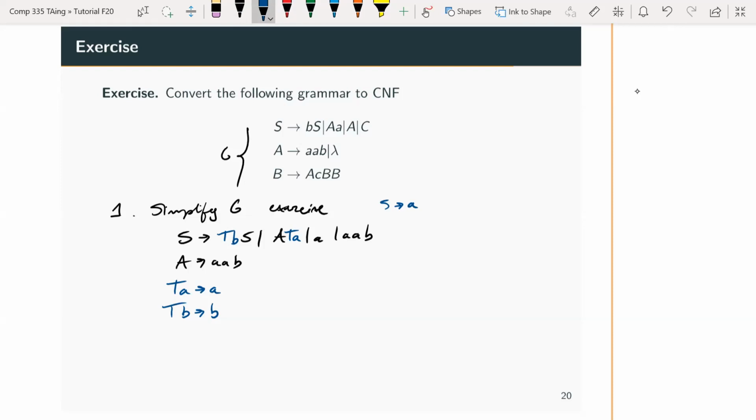That is, the production rule is in Chomsky normal form, not the grammar. And then for little a, little b, I'm going to replace that with T_a, T_b, and I'm going to do the same thing for A.